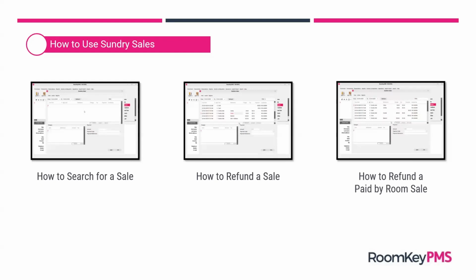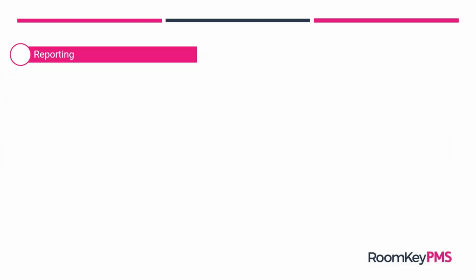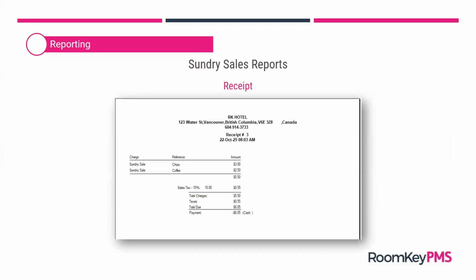So now that we've seen some of the common daily operations within the Sundry Sales module, let's take a look at the reporting. So inside the Sundry Sales module, we have some reporting. One of the first reports that we've already seen a little bit of a preview of is the receipt itself. The receipt does print on a full page, or depending on how your printer dimensions are set up, similar to a guest folio. So it's going to print on a full page here. Sometimes that can be quite large.